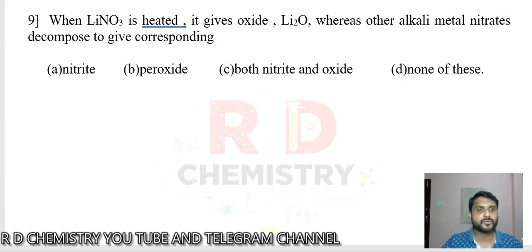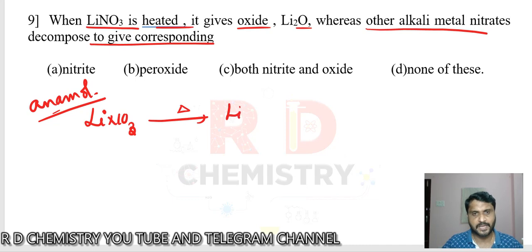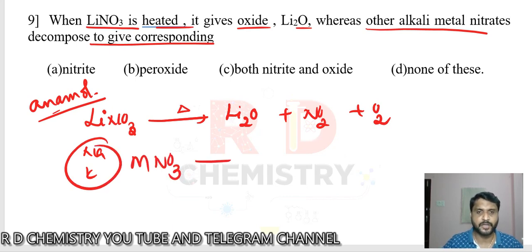Question number 9. When lithium nitrate is heated, it gives oxide, whereas other alkali metal nitrates decompose to give the corresponding nitrites. Now, consider lithium nitrate here. Lithium is the first element and also shows anomalous properties. Remember that one. So, when heated strongly, it gives lithium oxide, nitrogen dioxide and oxygen. Whereas the remaining ones after lithium, sodium, potassium, all those, let me write a metal in general, M nitrate. The rest of the metal nitrates on heating give rise to metal nitrites and oxygen only. Okay, right?